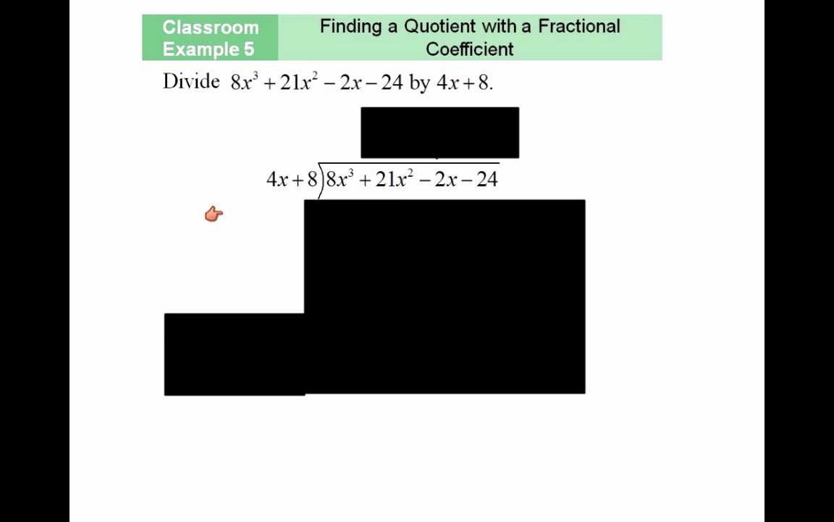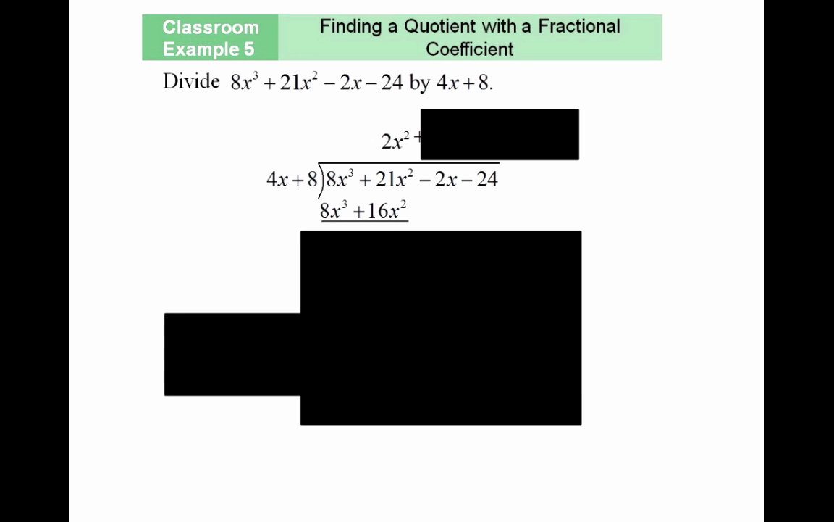Let's take a look. The first step is, what times 4x gives me 8x to the power of 3? That'll give me 2x to the power of 2. When I multiply 2 times 4, that gives me 8. X squared times x gives me x cubed. I'm going to multiply this by both of these. I would get 8x cubed, and then here I would get 2 times 8, which gives me 16x squared.